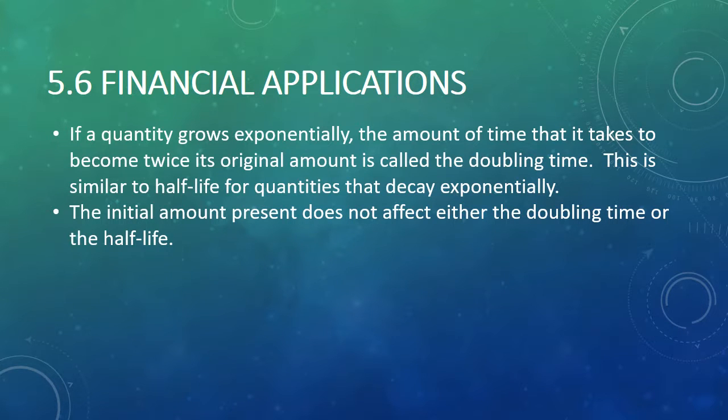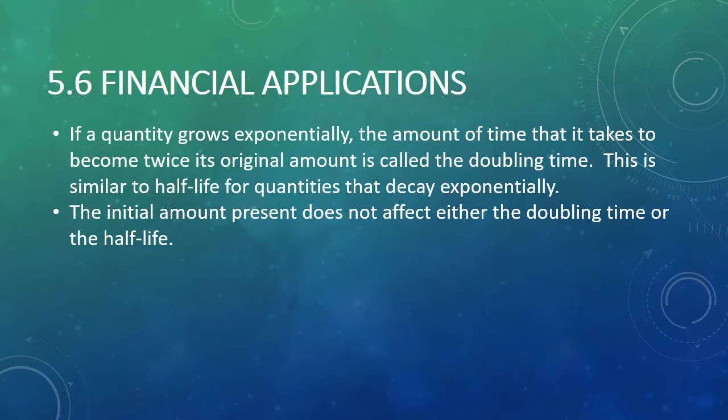If a quantity grows exponentially, the amount of time that it takes to become twice its original amount is called doubling time. This is similar to half-life for quantities that experience decay. The initial amount present does not affect the doubling time or half-life. As we've seen before with half-life, the initial amounts always cancel out. The same is going to happen with doubling time, and we're going to do basically the same process.